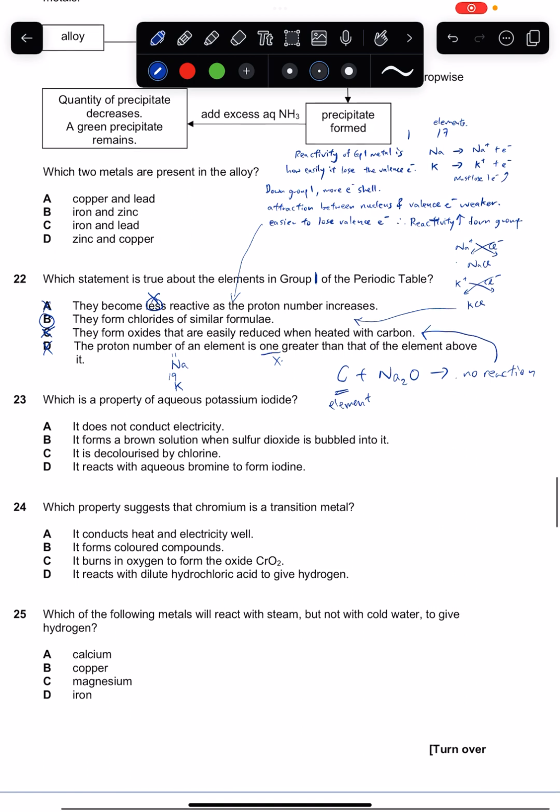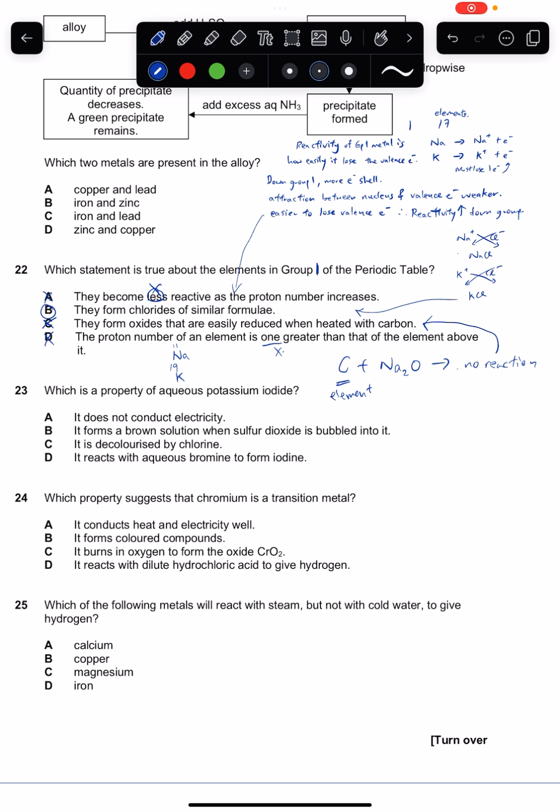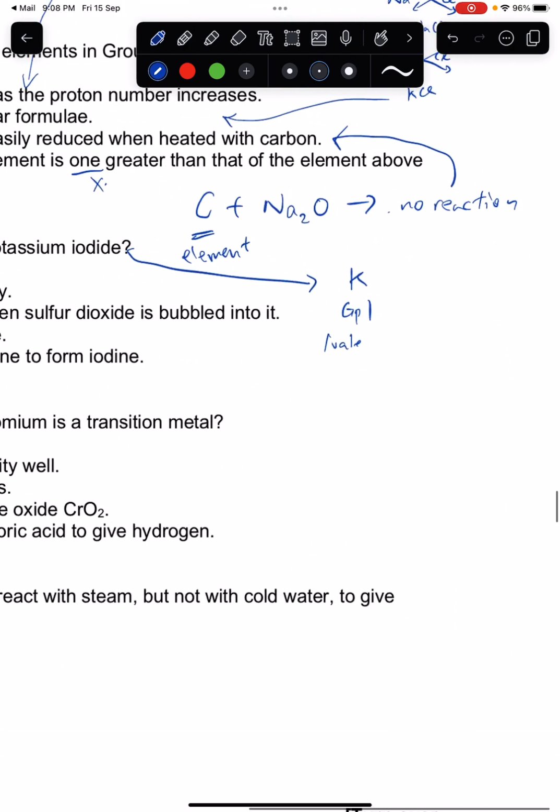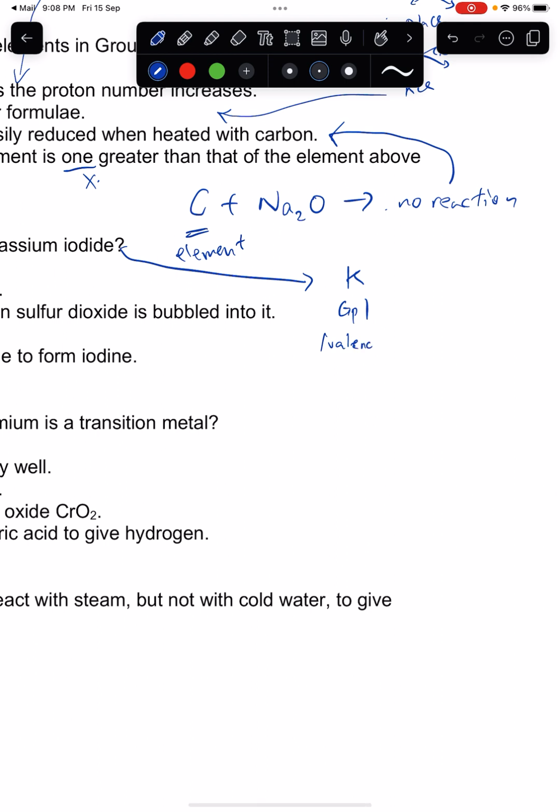Okay, question 23. Properties of potassium iodide. Cool. I have no clue what this is, right? Okay, never mind. Don't panic. What we know is potassium, group 1, means 1 valence electron. Okay, let me zoom in further. That means there's 1 valence electron. 1 valence electron means you will lose the 1, you get K+. It's a recap on how to figure out the ionic compound formula.